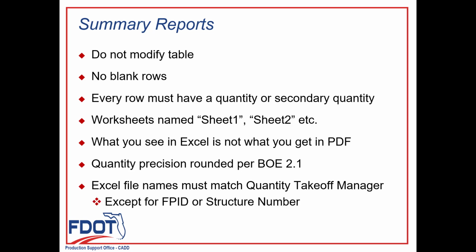The only exception to this is if you have a project with a funding sequence number where the FPID should be included in the file name and summary title, or for a summary of structures quantity where there is a structures number. Then you'll need to append the file name with a space, dash, space, followed by the FPID or structure number. While we're on the subject of file names, I just wanted to include this reminder.